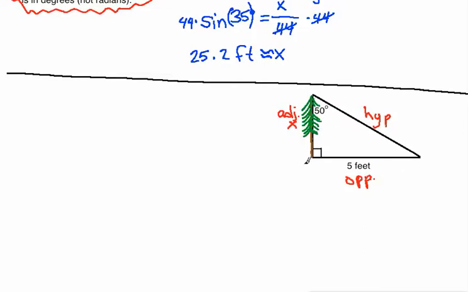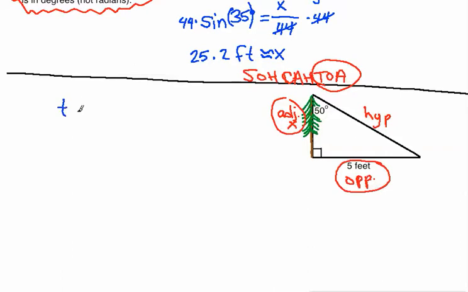So if we want to find this side over here, and we know this side, we're going to have to use the opposite and adjacent sides. Well, SOHCAHTOA, the only one that has opposite and adjacent both is tangent. So we're going to take the tangent of 50 degrees and set that equal to the opposite, which is 5 feet, over the adjacent, which is x.